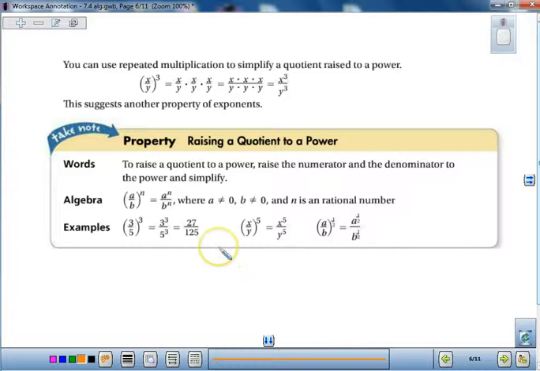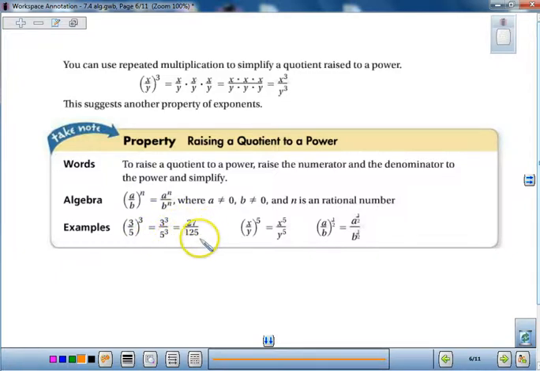Here's the next vocab term that you should have: raising a quotient to a power. It's on your green notes on the top of that second page. What it says is we have x over y raised to the third. We're going to take each one individually and raise it to that power. So if I have a divided by b to the nth power, that's the same as a to the nth over b to the nth, when a and b are not 0, and n is rational. So 3/5 to the third, I'm going to take 3 to the third and 5 to the third.